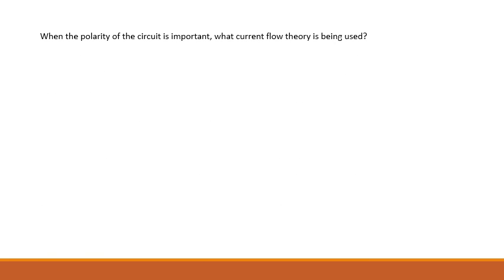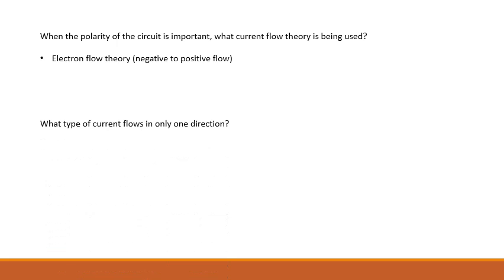As opposed to the theory of electron flow. When the polarity of the circuit is important, what current flow theory is being used? I may have just given you the answer. That is the electron flow theory, from negative to positive flow. What type of current flows in only one direction? That's direct current, or DC.